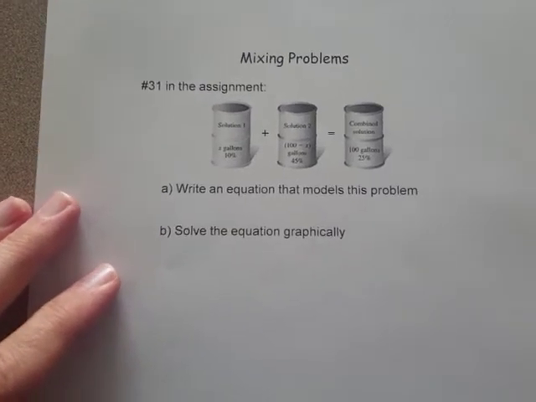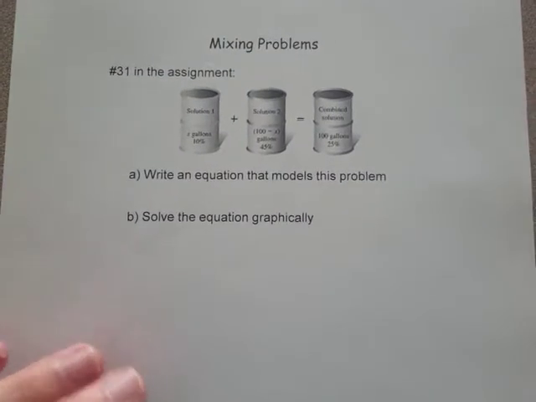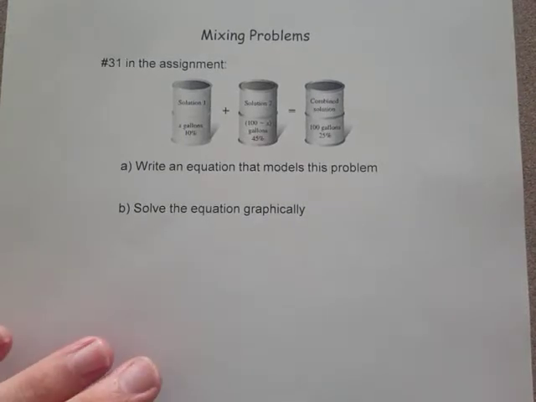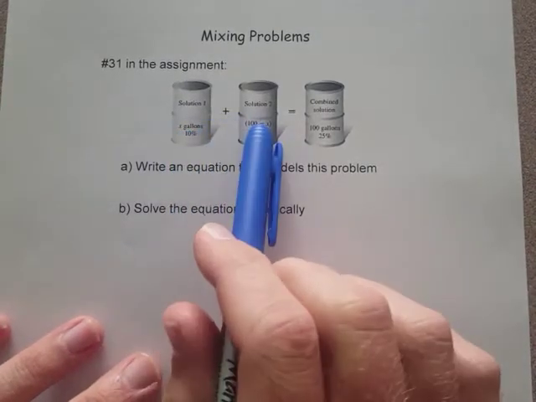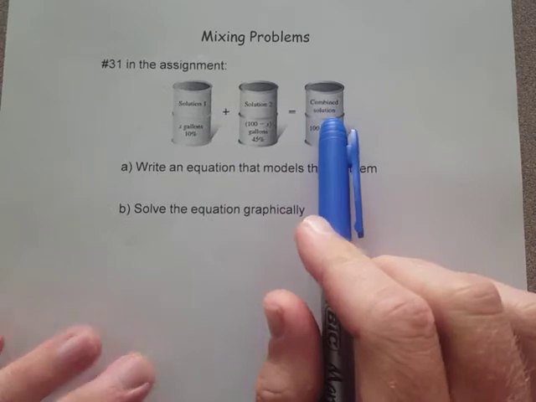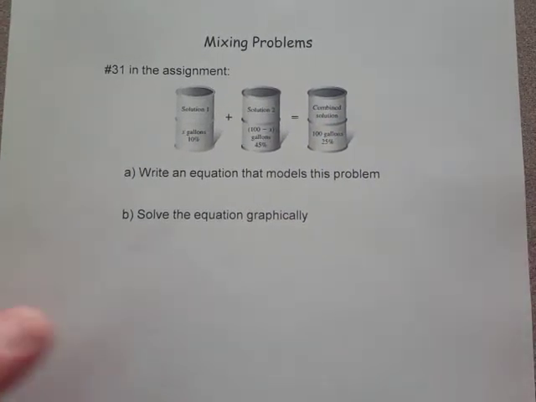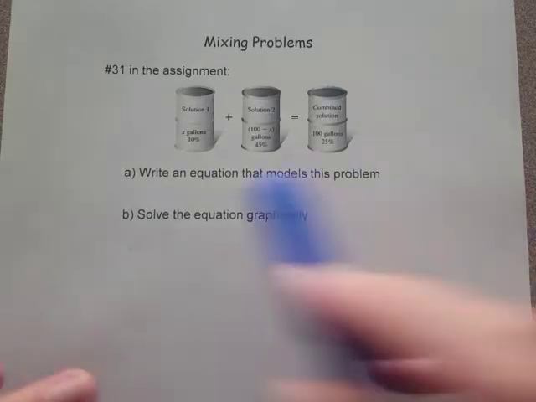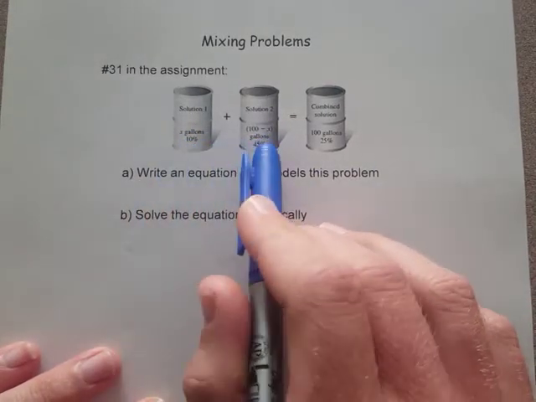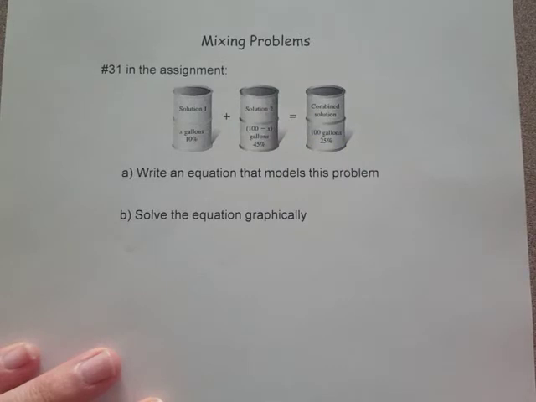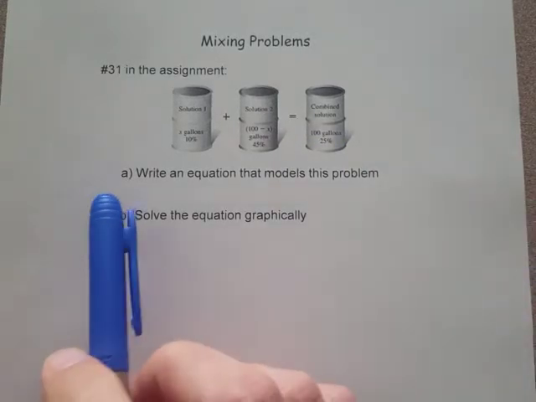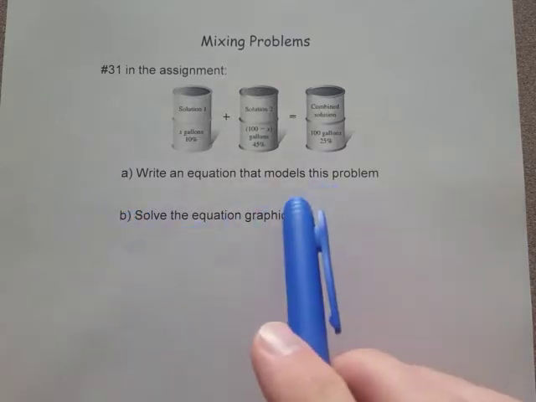Problem number 31 in your assignment is called a mixing problem. And we're mixing, as you can see, two different solutions to get a combined solution. Now, a lot of times the way you'll see this in math books is like thinking about chemistry, an acid solution, how much pure acid is in here and here to make up the general solution at the end. So part A in this one asks us to write an equation that models this problem.